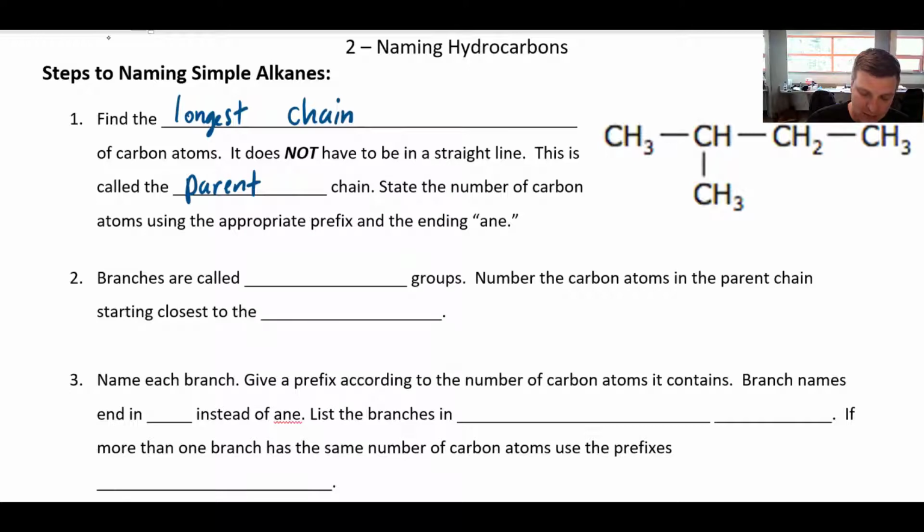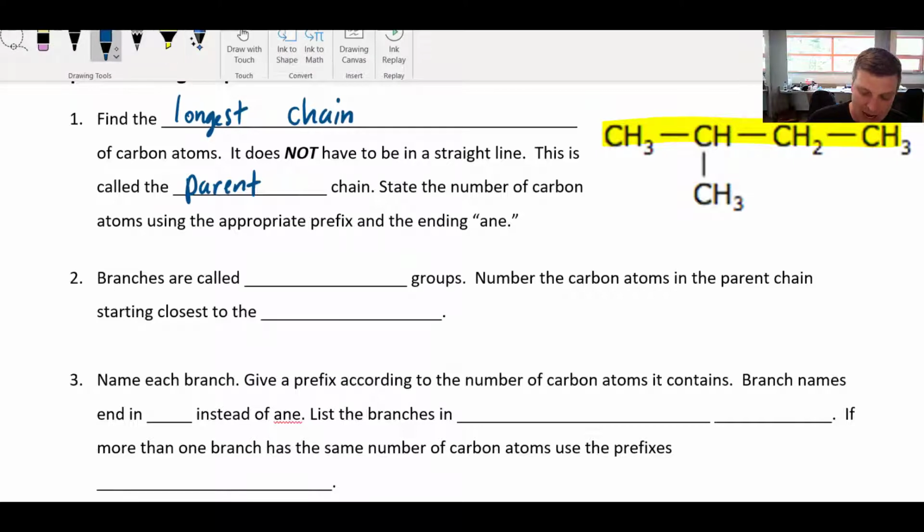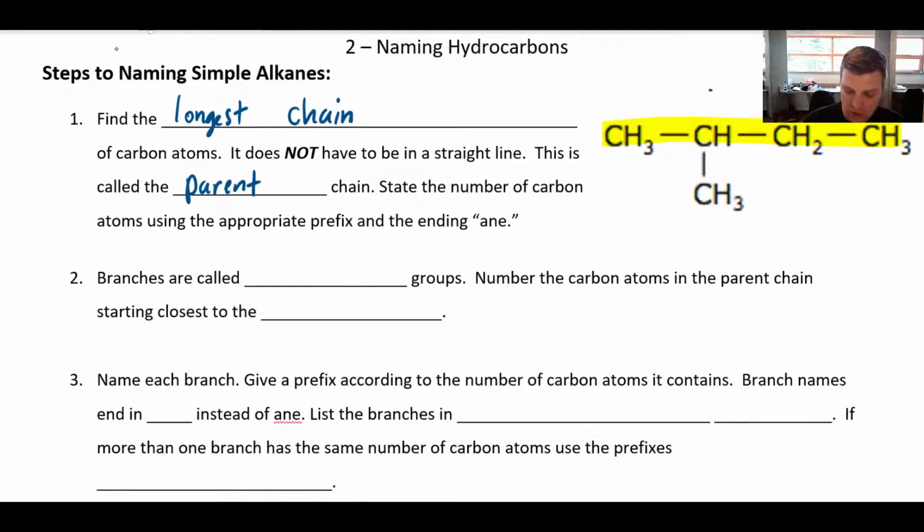So we're going to state the number of carbons in that chain, and we're going to give it our prefix. It really doesn't matter which way I do it. I'm just going to call this my parent chain there. So there's my parent chain. And I can see that in that chain I've got 1, 2, 3, 4 carbons, and so that parent chain is going to be a butane, because a 4-carbon chain gets the prefix but.